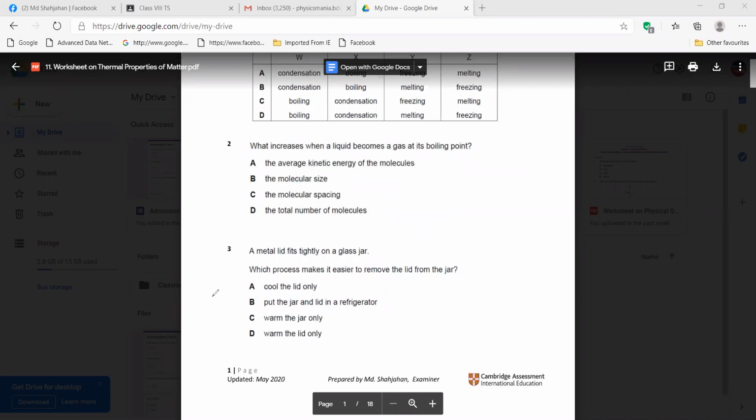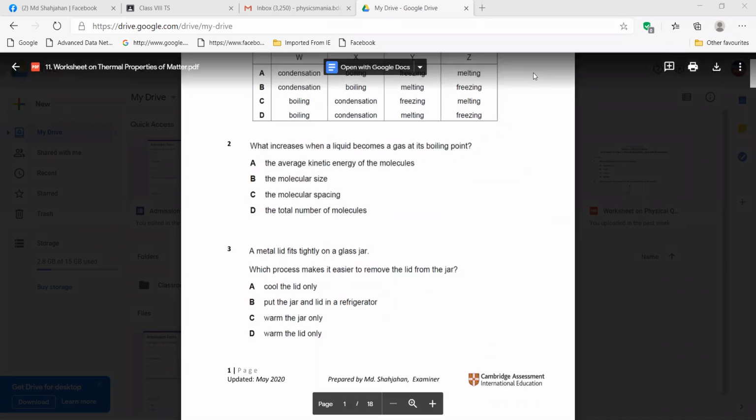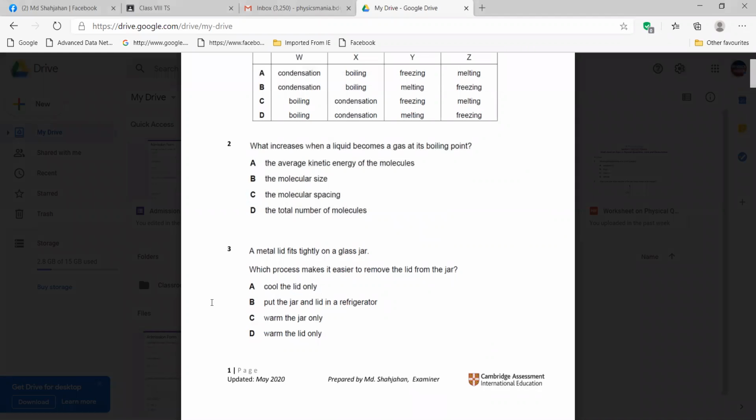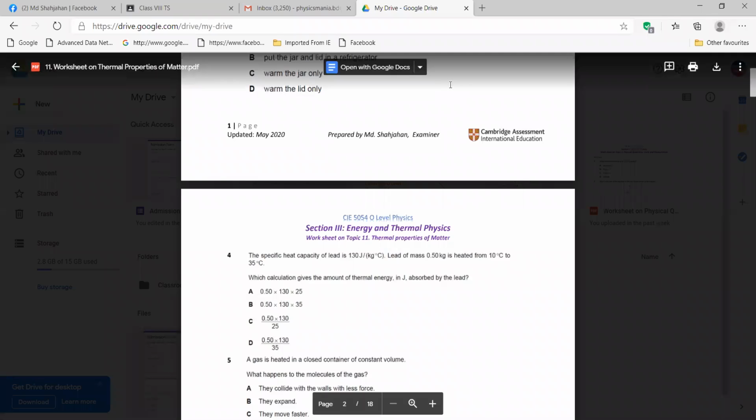Then let's go to option 4. Here we have the formula. What is the formula? Question number 4. Q equals MC del theta. So the formula is Q equals MC del theta, right? Yes, sir.